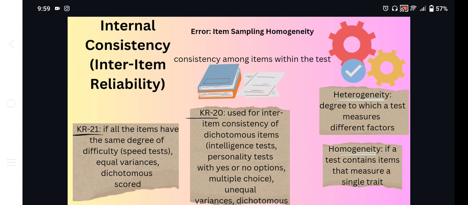Sa KR20 naman po natin, used for inter-item consistency of the dichotomous items. For example, intelligence tests, personality tests with yes or no options or multiple choice. Unequal variance, dichotomous score. Sa KR21 naman po natin, if all the items have the same degree of difficulty, for example, is the SPET test, equal variance, dichotomous scored.